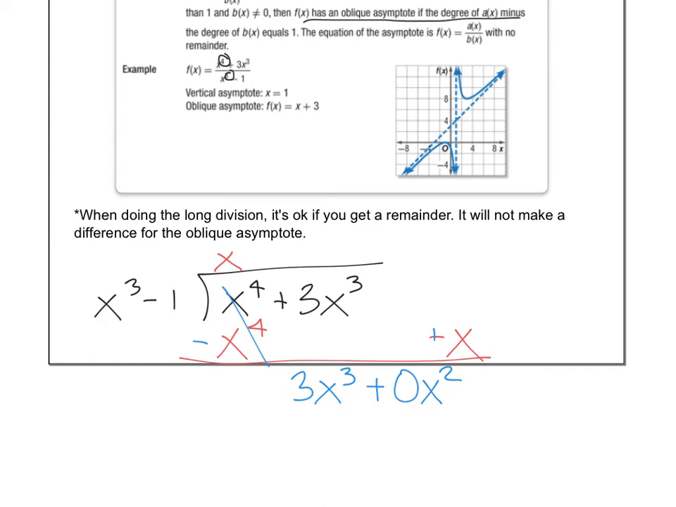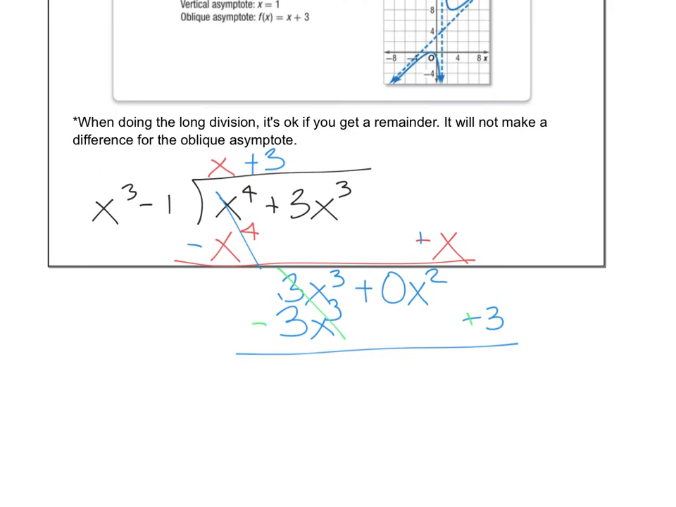So x to the third, I'm going to divide that into my 3x to the third. That would leave me with plus 3. 3 times x to the third is 3x to the third. 3 times -1 is going to give me -3. All right, again, I'm going to switch these signs so that I can do my canceling. And that leaves me with a remainder. And getting a remainder is okay, but all we really want to focus on is this part of our answer. All right, so I'm not even going to worry about the remainder in this case.